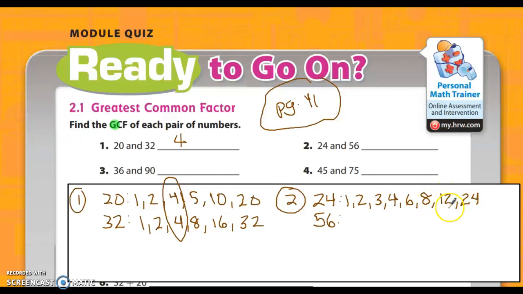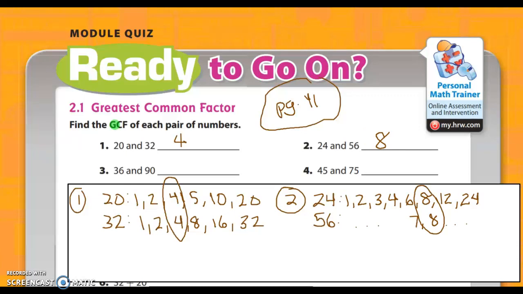Could it be 12? Is 12 a factor of 56? 12 times 4 is 48. No, it can't be 12. What about 8? Does 8 go into 56? And it does. I know that 7 times 8 is 56. Now, I don't actually need to know the rest of my numbers here, because I know that 8 is going to be the greatest one in both lists. So that's a little trick on how to go kind of fast on these.